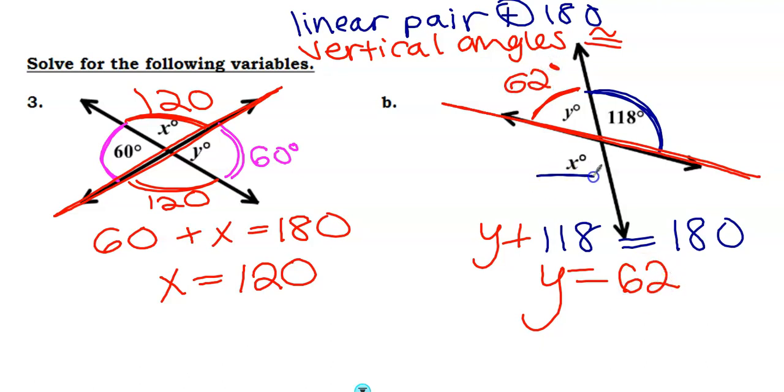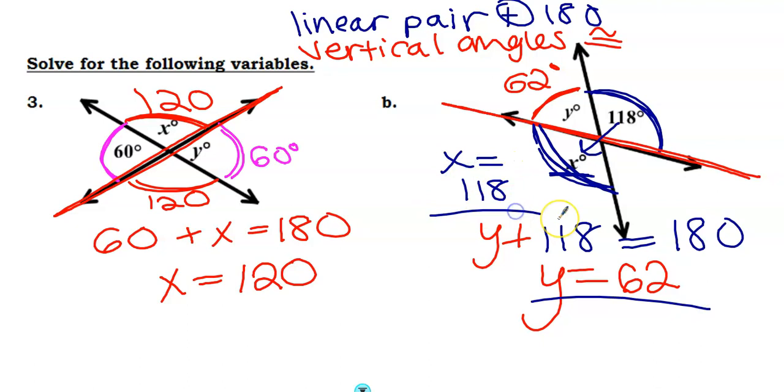So, is X 62 degrees or is X 118 degrees based on where it is? Okay? Well, it's a vertical angle to 118. So look at how large that angle is compared to the Y, and it's, again, across the way from it. Okay? So X is 118 degrees. Y is 62. X equals 118.